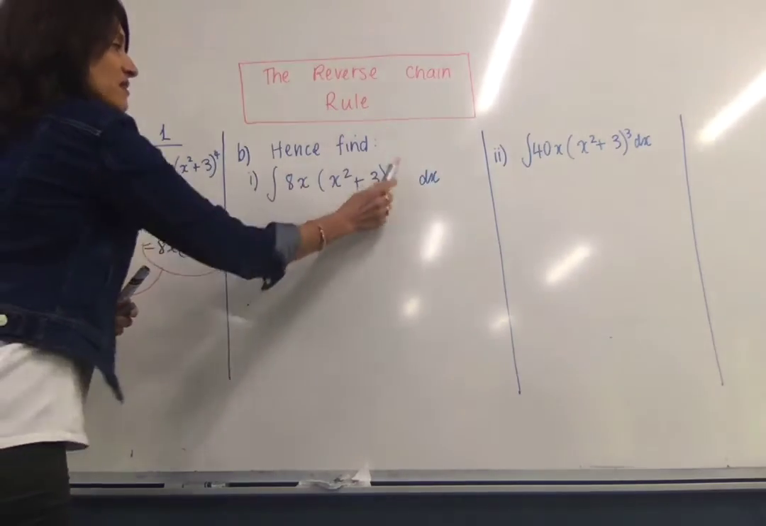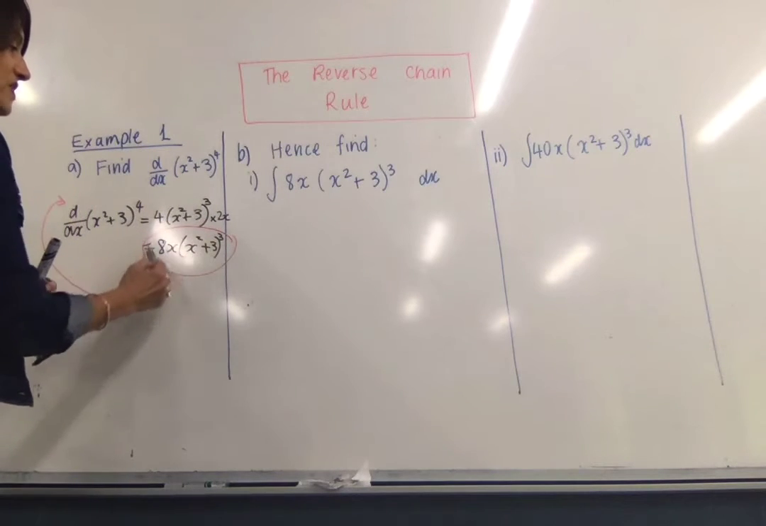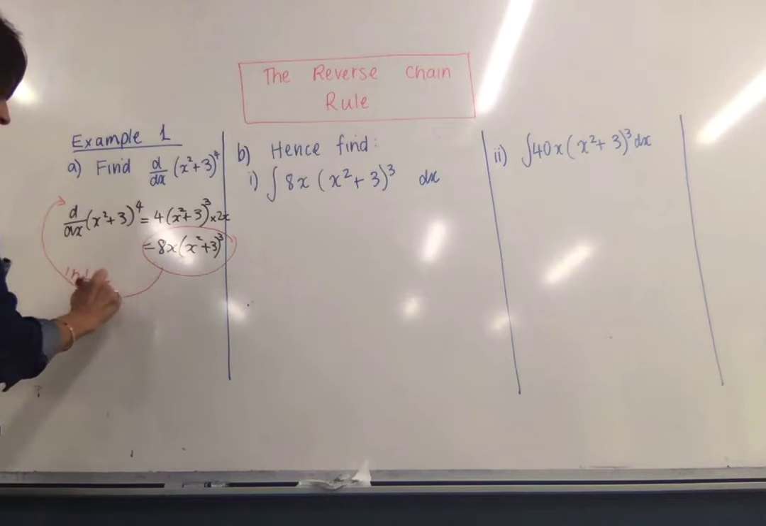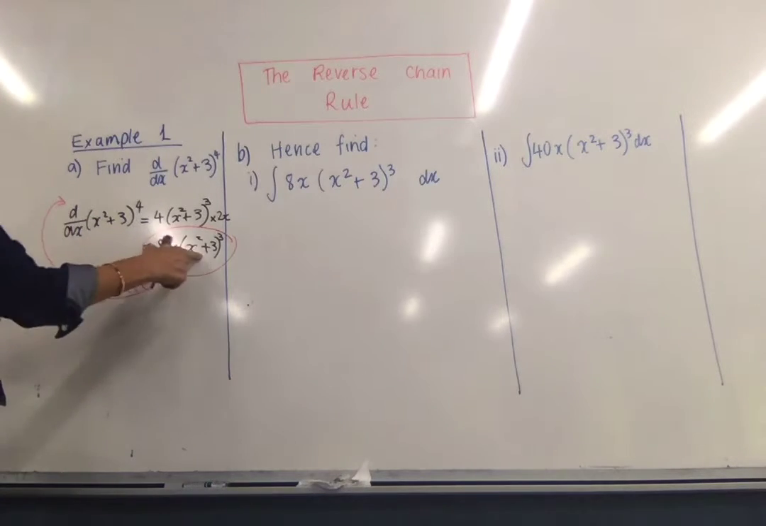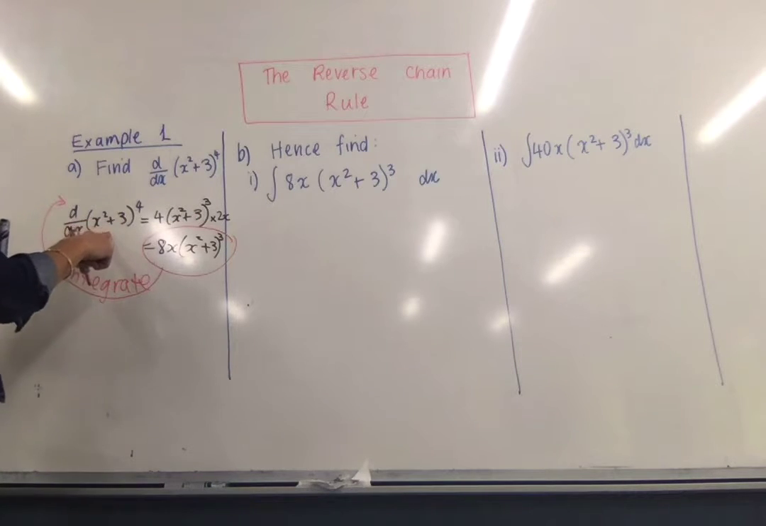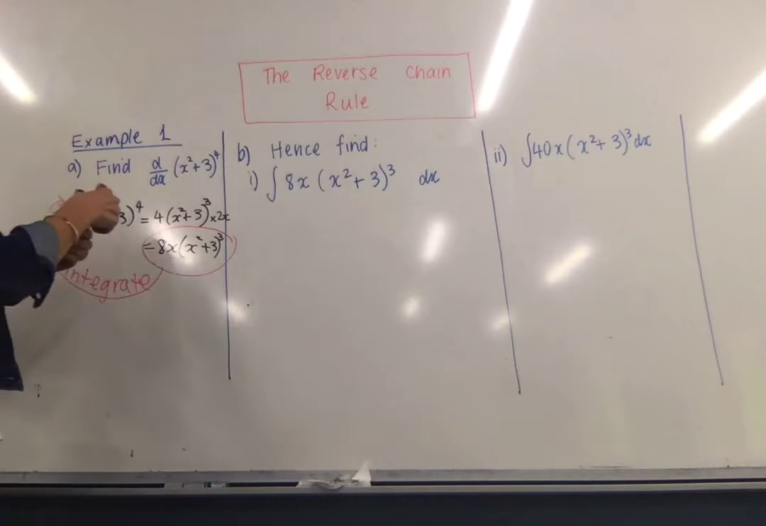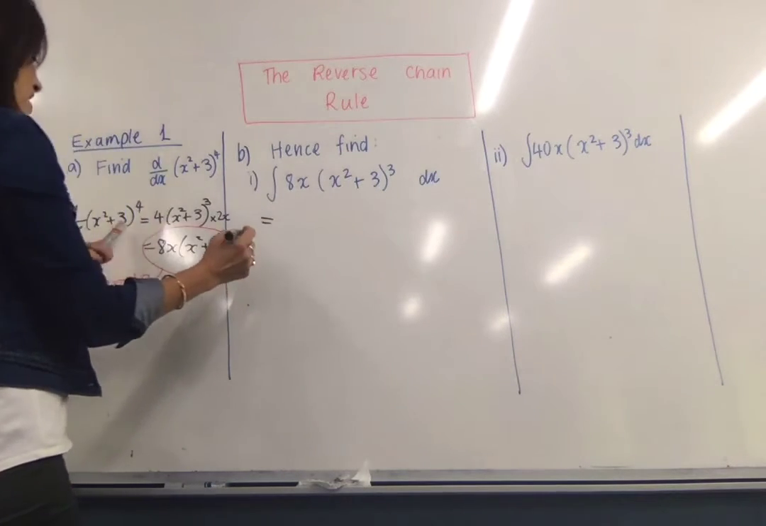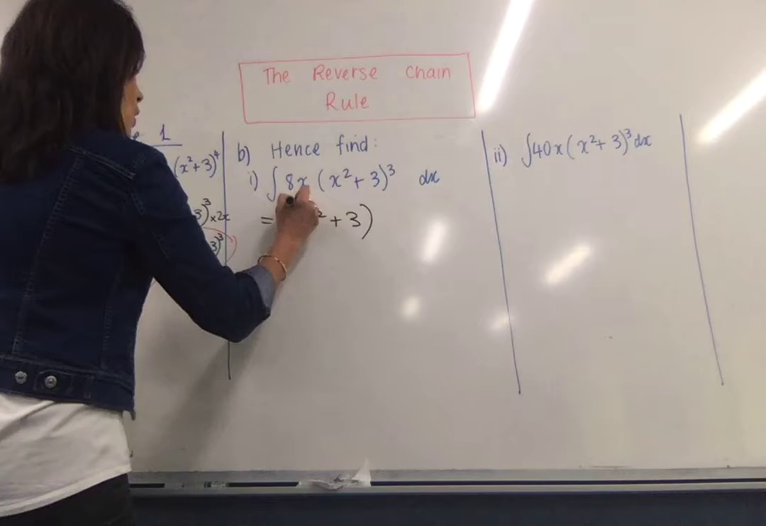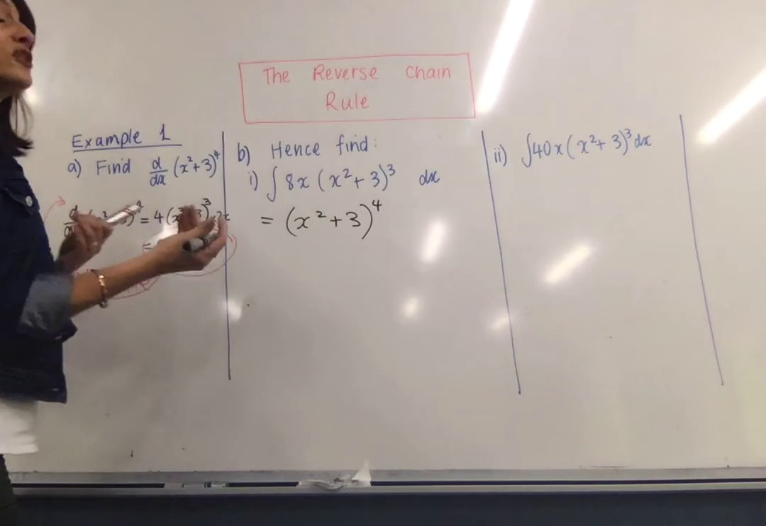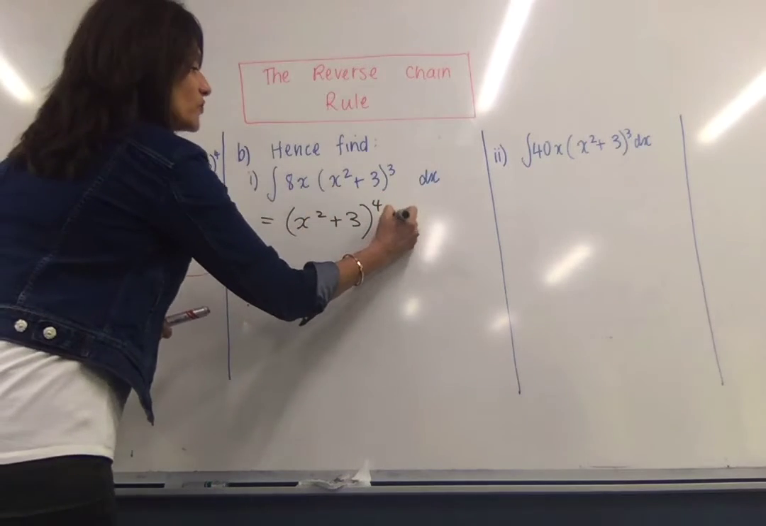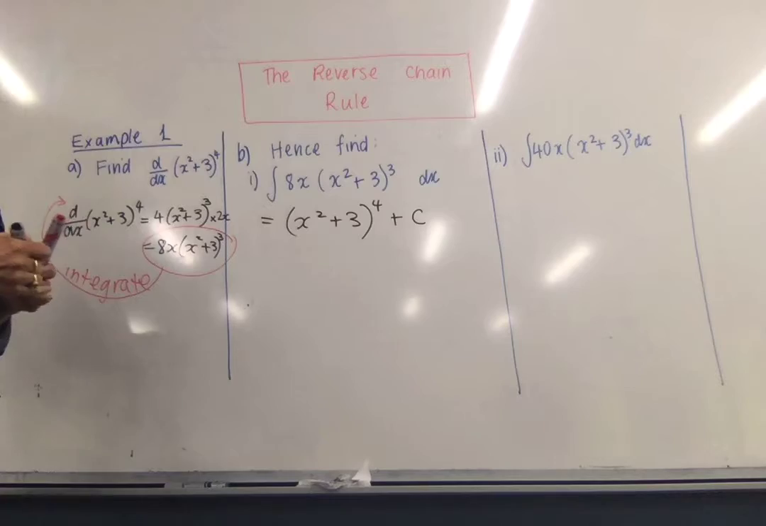Notice the integral that they're asking us to find is the same as the result that we got here. So if I'm going to go back and integrate 8x outside of (x squared + 3) to the power of 3, then my result must be my original function, which is this one here. So I end up with my original function, which is (x squared + 3) all to the power of 4. Don't forget, because this is an indefinite integral, I also need to include my plus c.